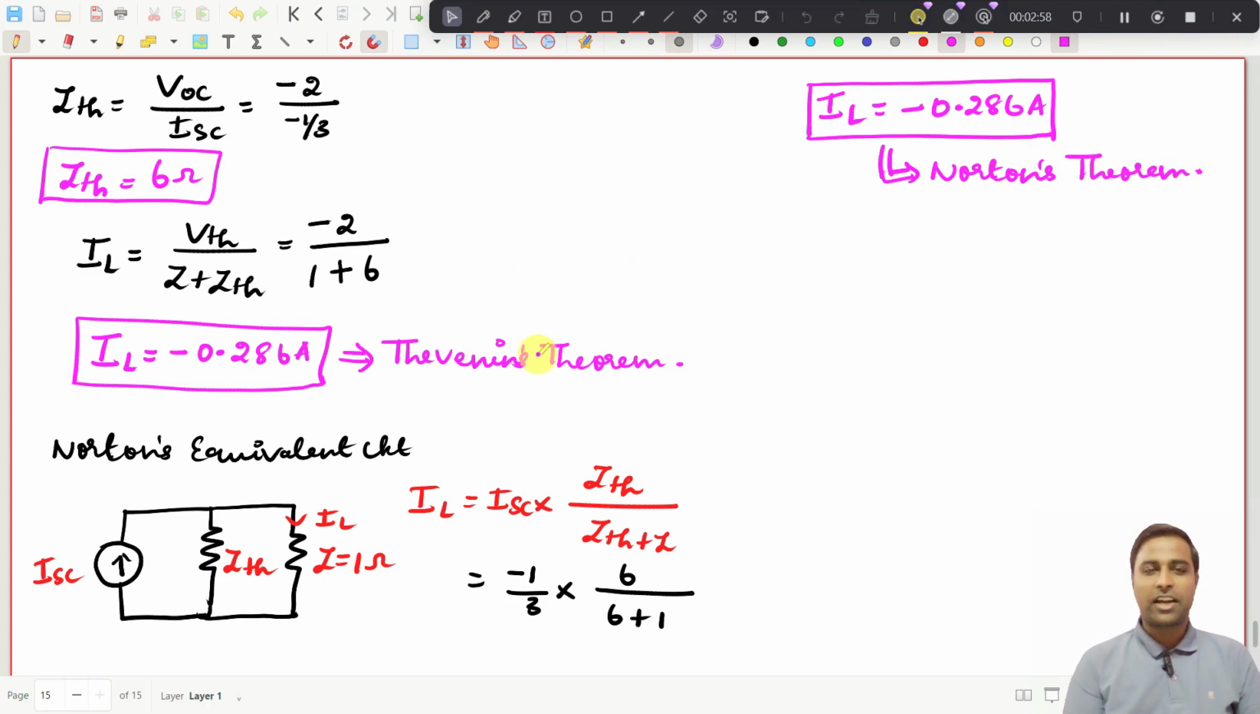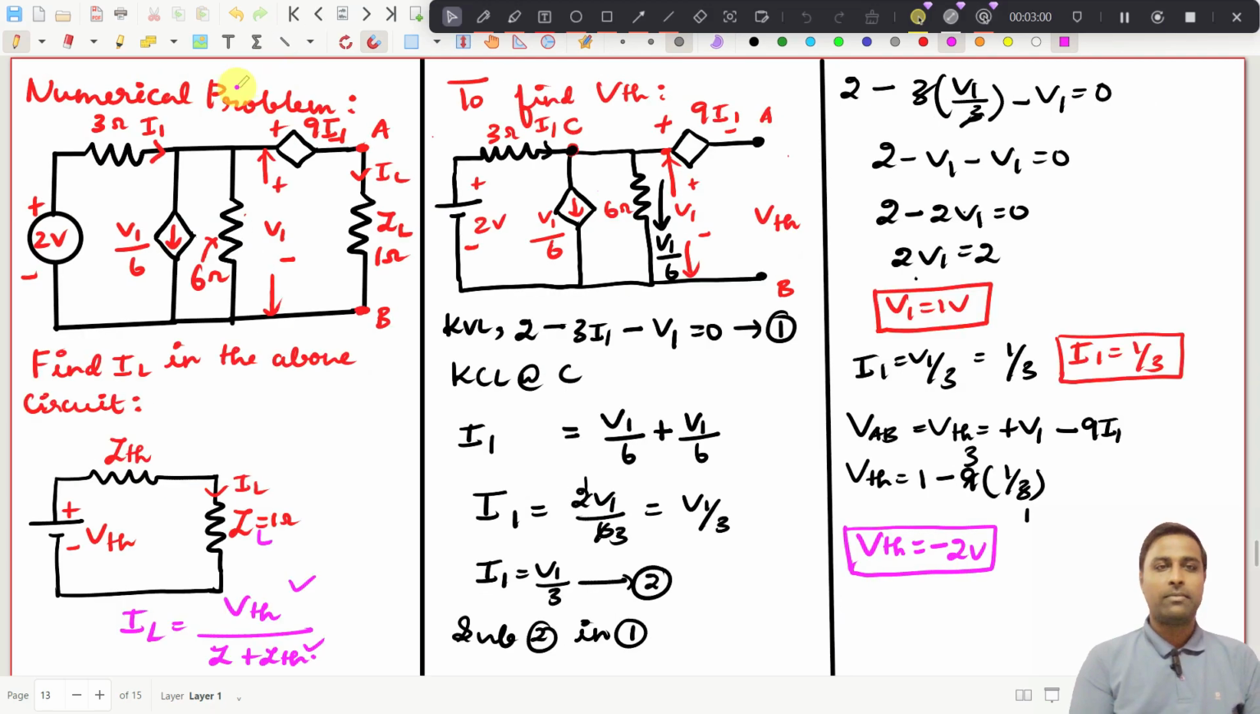We have taken a numerical problem given to us, and you need to find the current in this branch. Maybe this is the load resistance, 1 ohm given to us. Then we started to solve this problem using Thevenin's theorem, and we drew the Thevenin's equivalent circuit and wrote the IL formula. We need to find VTH and ZTH, and we know the procedure to find VTH. Just open circuit this branch and find the voltage across it, and you will get VTH.